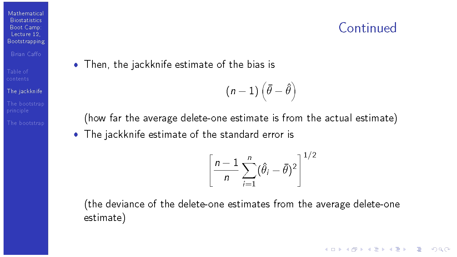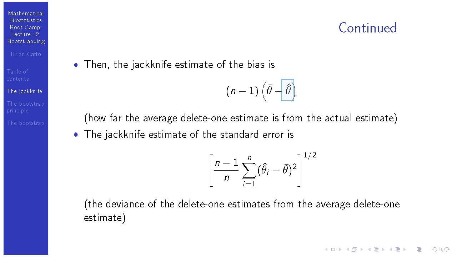So with that notation in mind, the Jackknife estimate of the bias of our statistic theta hat is just (n-1) times (theta bar minus theta hat). So let's kind of consider the principle of this before we get to why in the world that n-1 is there.